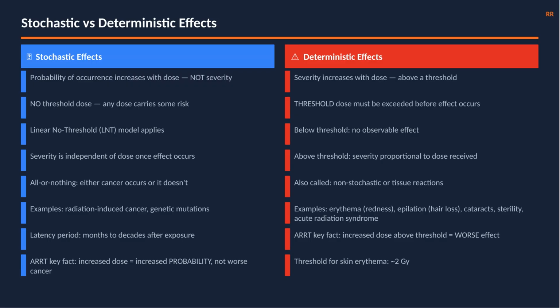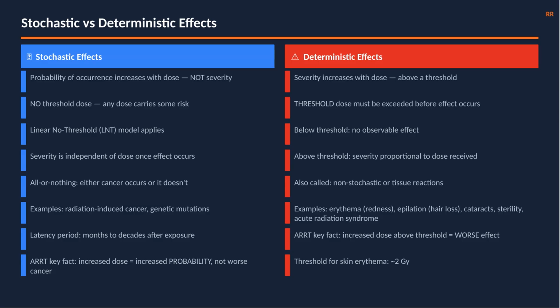Stochastic effects. The word stochastic means random or probabilistic. With stochastic effects, the probability of the effect increases with dose, not the severity. There is no threshold. According to the LNT model, any dose carries some probability of causing a stochastic effect. If the effect occurs, its severity is independent of dose. Cancer from radiation is the same cancer whether it came from a low dose or a high dose. The 2 stochastic effects, radiation-induced cancer and genetic mutations. Latency periods range from months to decades.